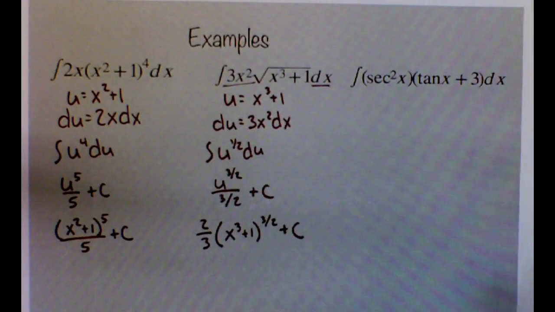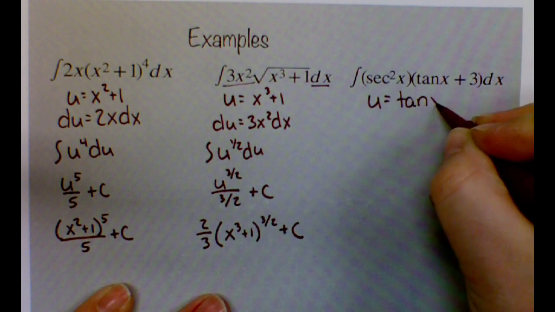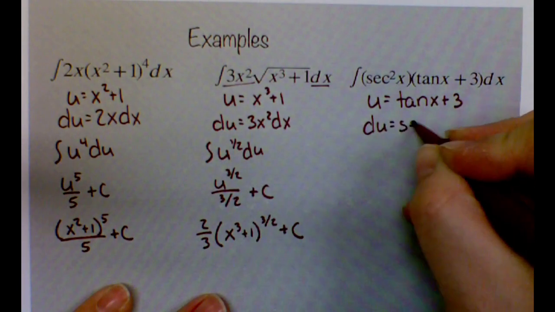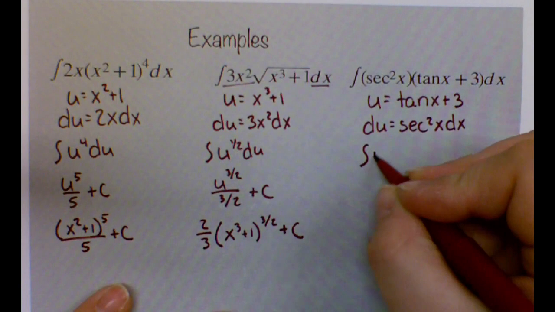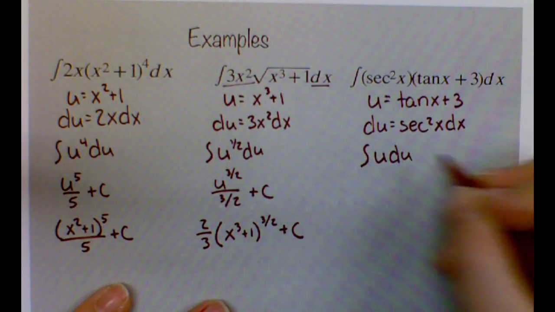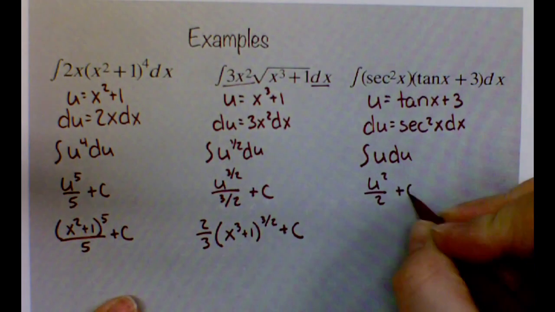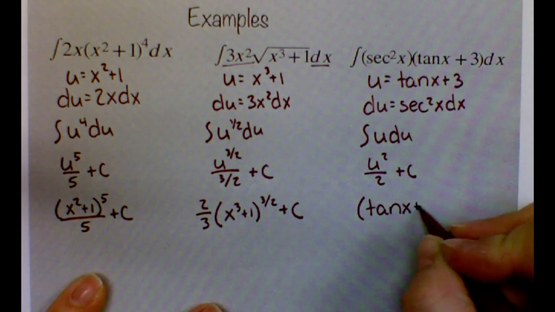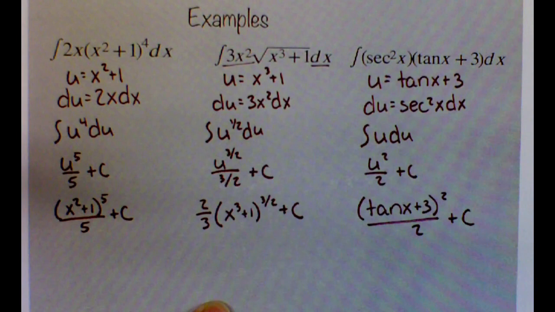And then this last one, if I make u equal to tangent of x plus 3, then du is secant squared of x dx. So I'm finding the antiderivative of u du, which is u squared over 2 plus c, which is actually the tangent of x plus 3 squared over 2 plus c.